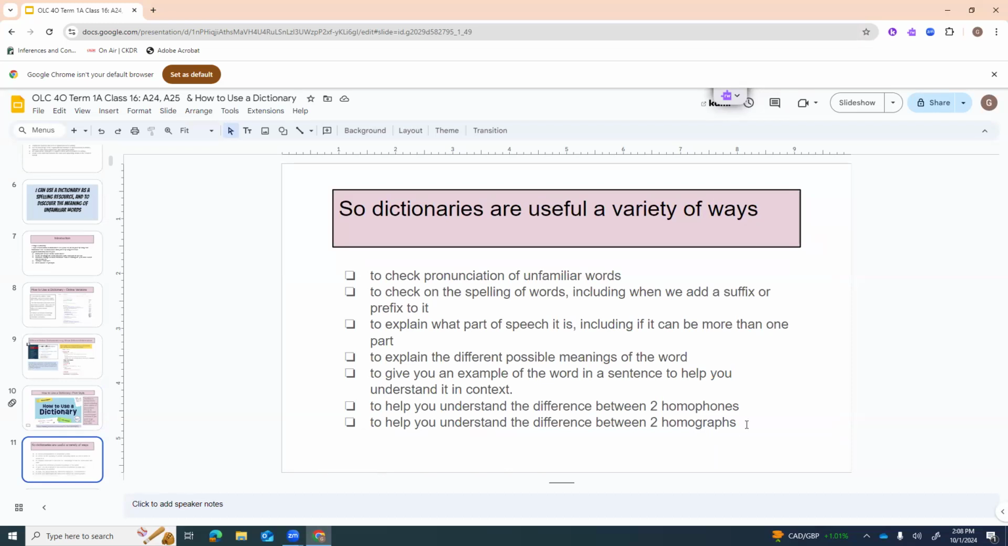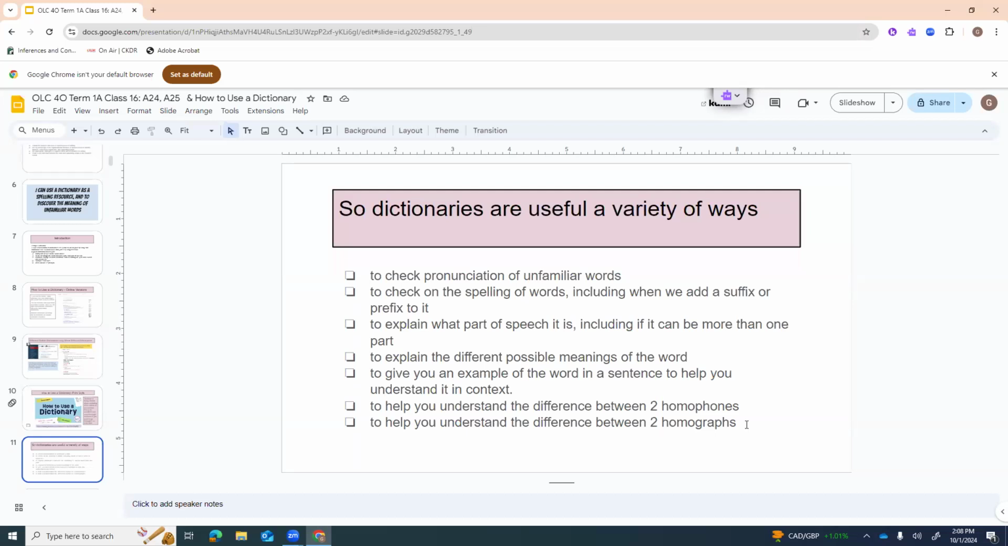So you can check the pronunciation of unfamiliar words, check on the spelling of words, including when to add a suffix or a prefix, explain what part of speech it is, explain the different possible meanings of the word. This is one of the big ones. A lot of times we think of like the first meaning, but there might be, depending on the word, sometimes five meanings, 10 meanings even. Give you an example of the word in a sentence, help you understand the difference between two different homophones.